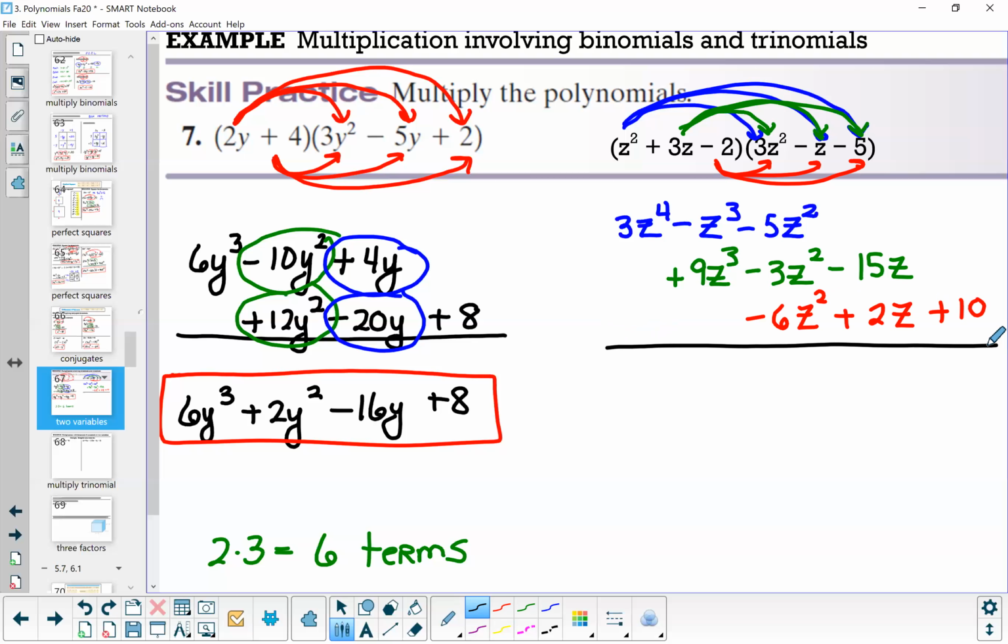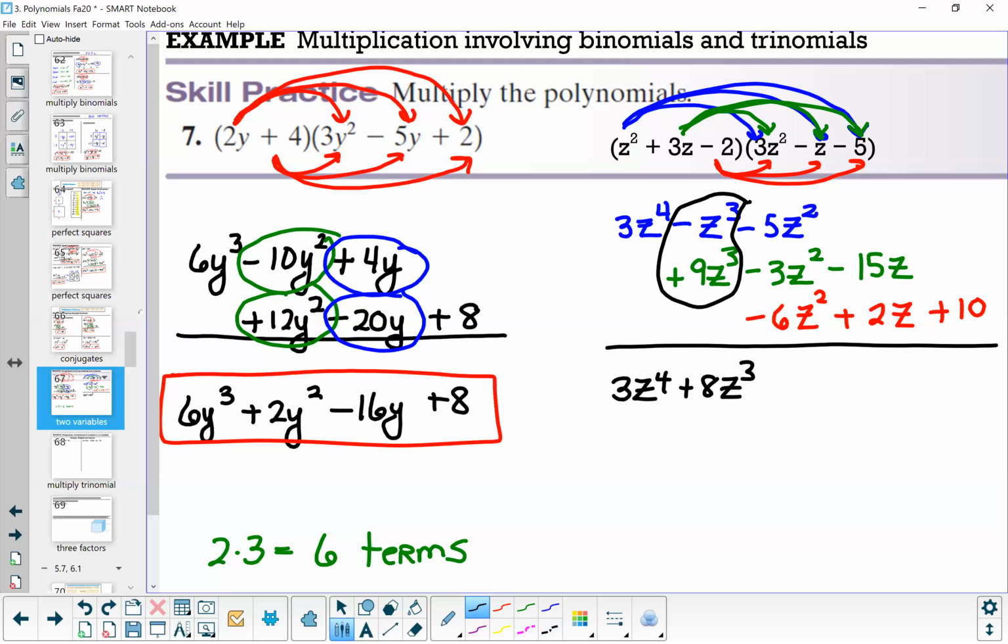So now, first let's just count to make sure we have 9 terms total. 1, 2, 3, 4, 5, 6, 7, 8, 9. Perfect. Now let's combine our like terms. The first column, we have 3z to the 4th. The second column, we have minus z cubed and plus z cubed. So that gives us plus 8z cubed.